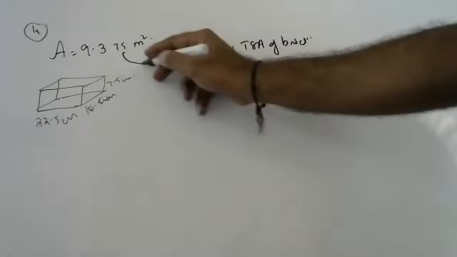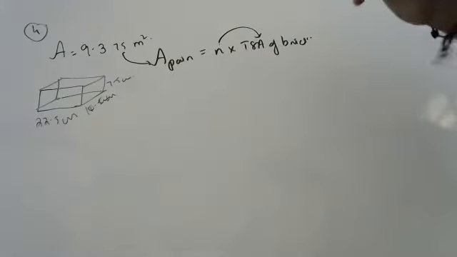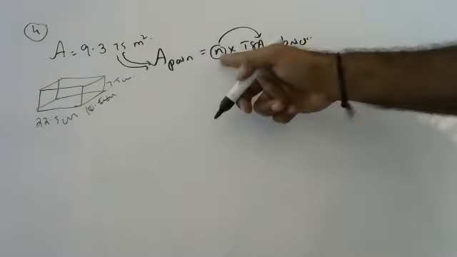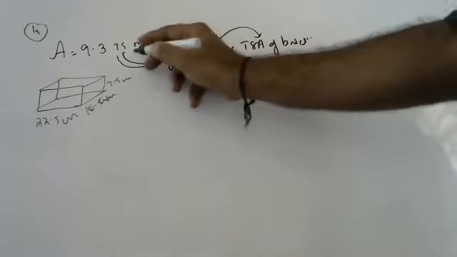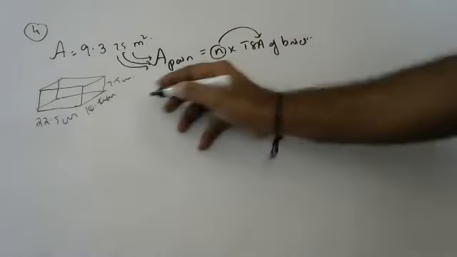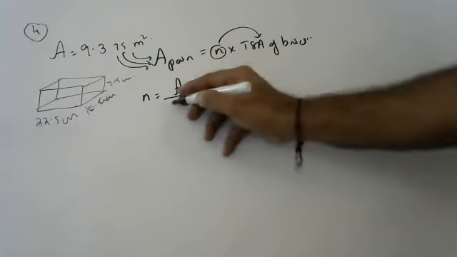With the paint which is available in the container, we can paint n number of bricks. Again, I'm saying, with the paint which is available in the container, we can paint n number of bricks. So n is equal to the area of the paint which is there in a container by TSA.